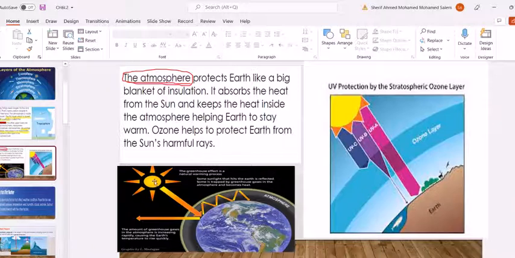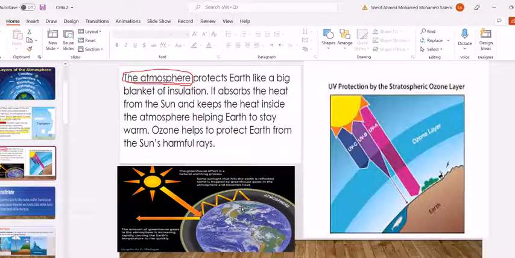So look at this picture. It allows the sun rays to pass through it, and it will keep them inside. It doesn't allow them to go to space again. If they move toward space, it will reflect them again to the Earth. So it will make the Earth warm. This is the importance of the atmosphere.